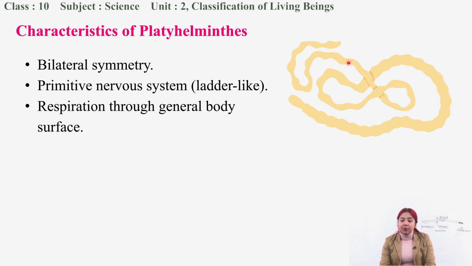Since the diffusion process is much easier, they do not really need a complex circulatory and respiratory system, because diffusion can easily occur in these organisms. So they do not have any circulatory organs or system or respiratory system, as they respire through their general body surface.